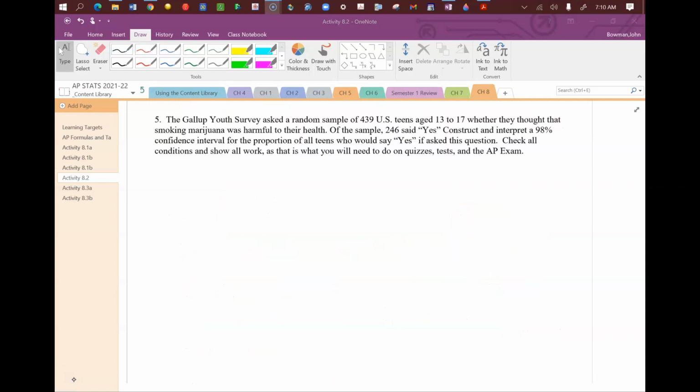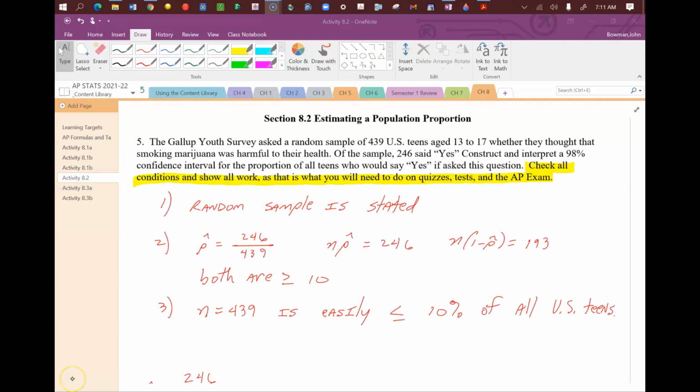If you would like a little more practice, you can pause the video here and work through this example. When you're ready to check your answers, you can unpause the video and move on. In this problem, it says to check all the conditions and show all your work. You should be doing that even if it doesn't say that. The only time you shouldn't worry about checking conditions or showing work is if you're told not to.